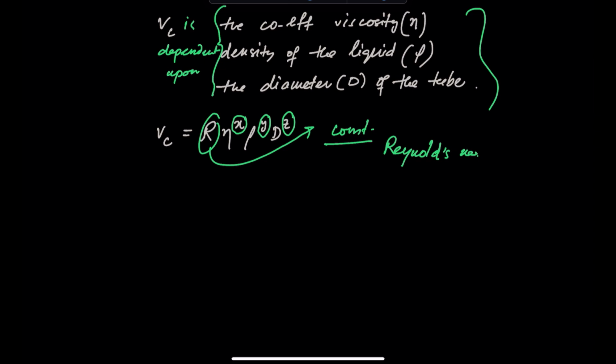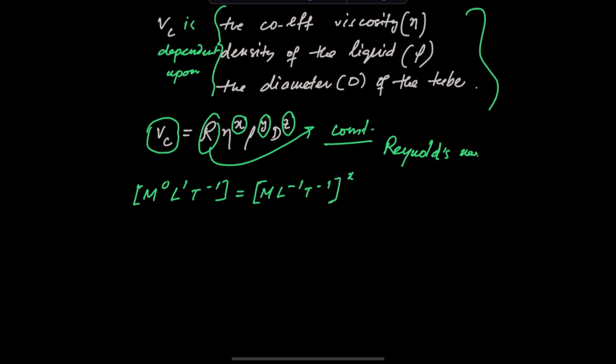With the principle of dimensional homogeneity, what is this Vc? Vc is a velocity, so velocity has the dimension M to the power 0, L to the power 1, T to the power minus 1. That is equal to eta, whose dimensional formula we shall prove in the chapter on viscosity. That is M L to the power minus 1 T to the power minus 1, whole to the power x, multiplied by rho. Rho is density, which is mass by volume, so M L to the power minus 3, whole to the power y. And d is diameter, which is mere length, so L to the power z.